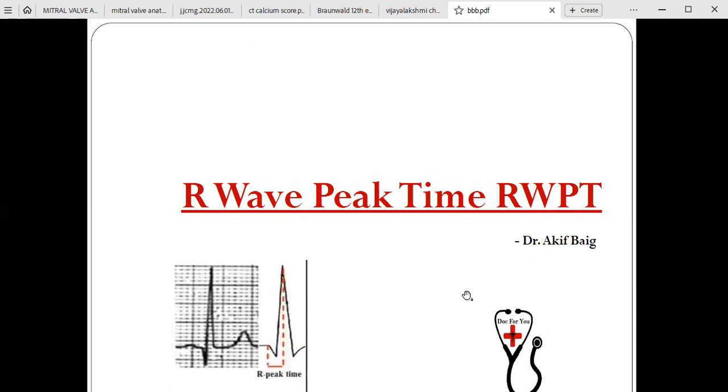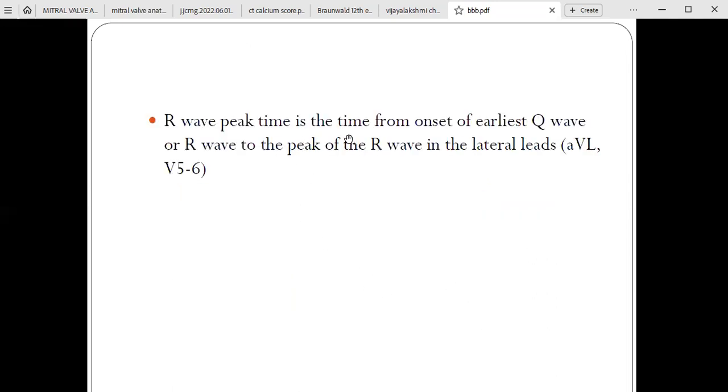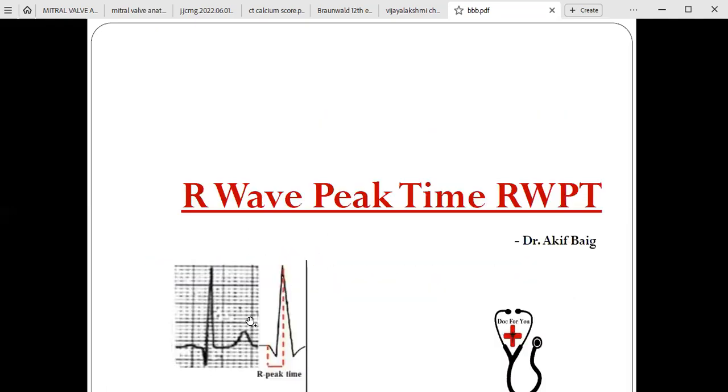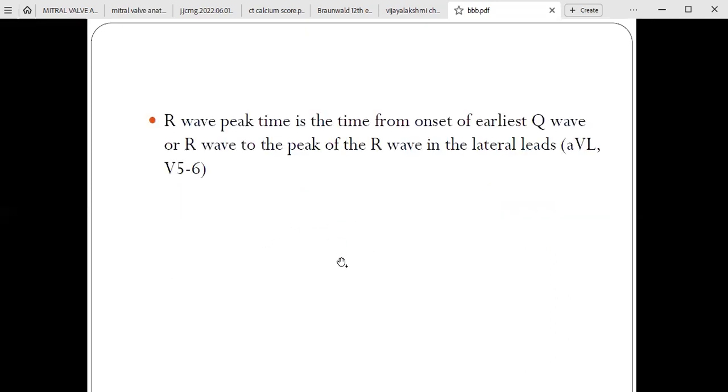Let's discuss R wave peak time. R wave peak time is nothing but the time from the onset of the earliest Q wave or R wave to the peak of the R wave. You can see here the onset of the R wave or Q wave. From there to the peak of the R wave is called the R wave peak time.